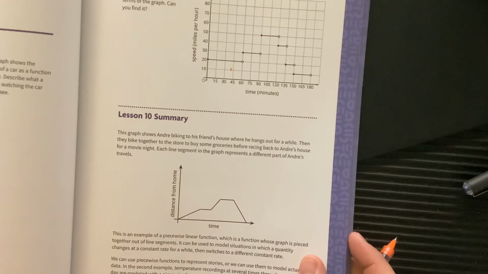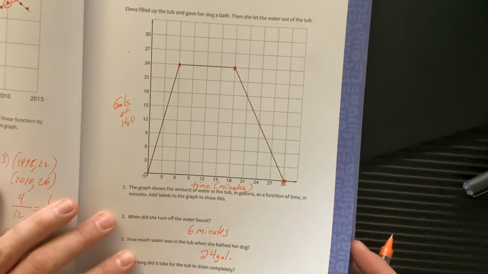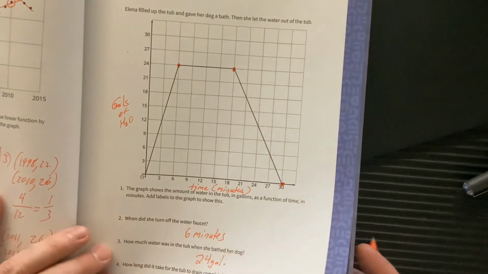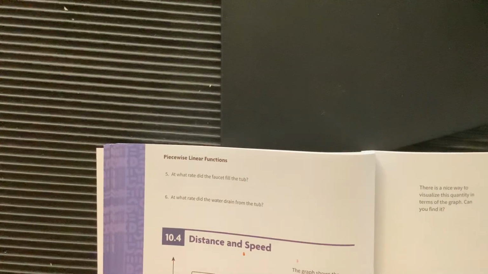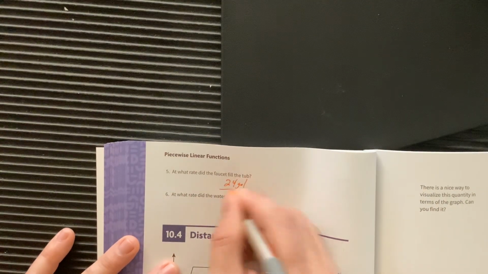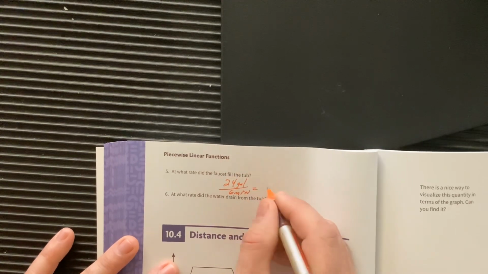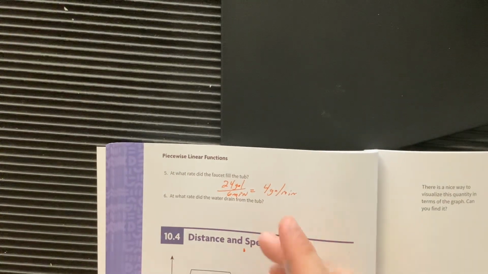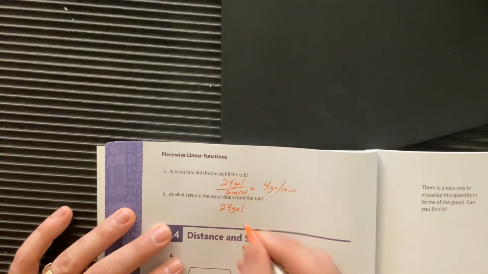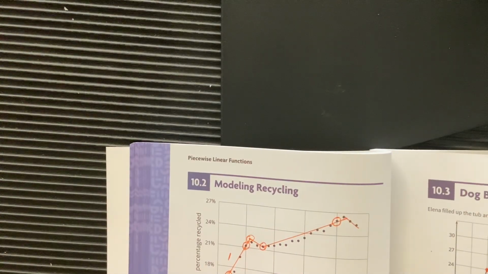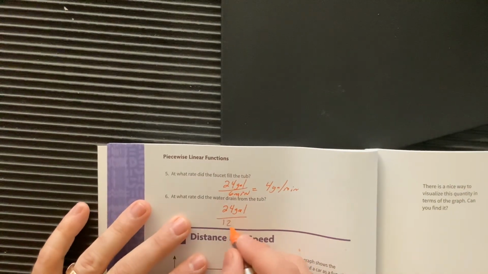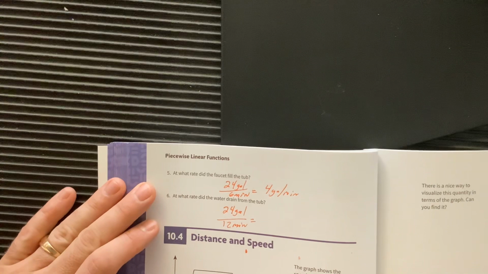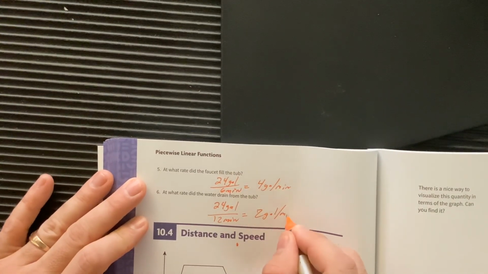At what rate did the faucet fill the tub? Okay, well, how many gallons did it go up and how many minutes did it take? Yeah, it went up 24 gallons in 6 minutes. That is 4 gallons a minute. And then it drained. 24 gallons drained, and how many minutes did you say that took? In 12 minutes. So how fast did it drain? 2 gallons a minute. Yep, 24 divided by 12.